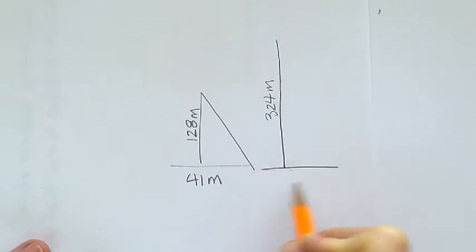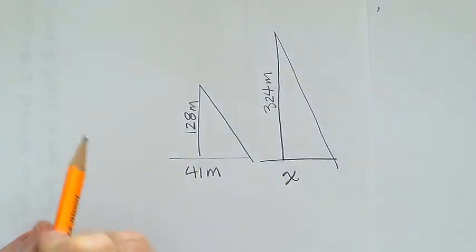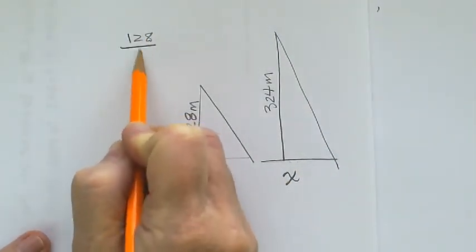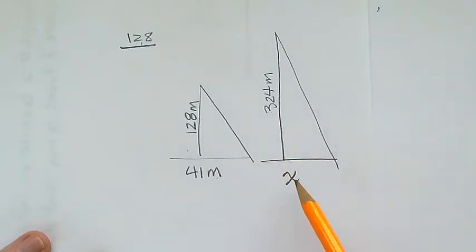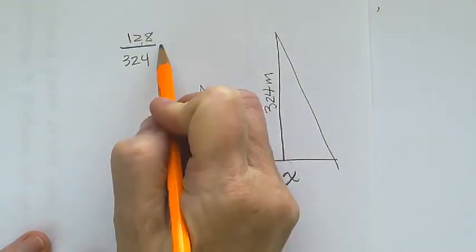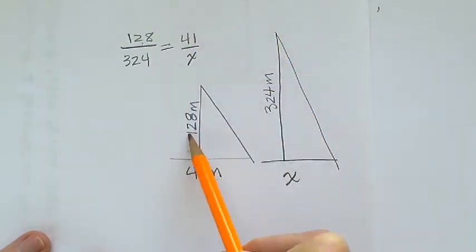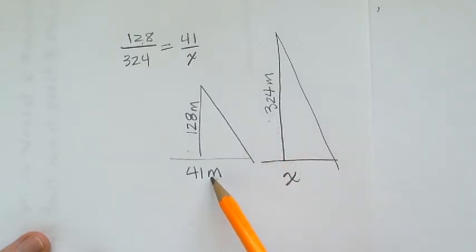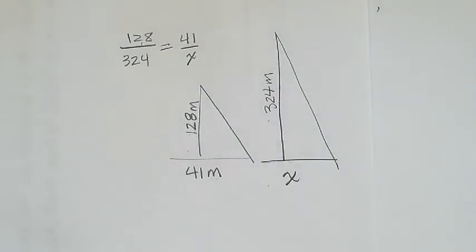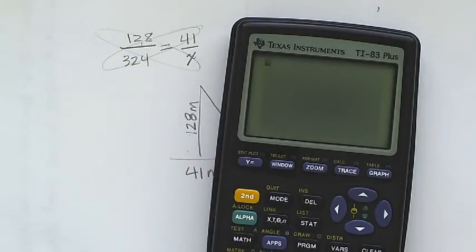They want to know how wide it would be at the base, so I'm just going to set up a proportion: 128 over 41 equals 324 over x. You could do it that way, or you could do 128 is to 324 as 41 is to x. Whatever I do to 128 to get 324, I'm going to do the same thing to 41 to get x. You could do that with the scale factor without setting up a proportion. So whichever way makes the most sense.